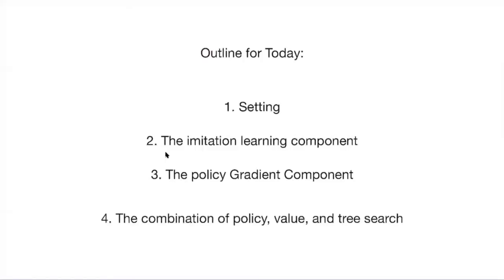So the outline for today is, let's talk about the setting. This is slightly different from the Markov decision process that we talked about, because this game has 2 players. So far we only looked at the Markov decision process where we only have 1 player. Then we will see how they warm start everything using imitation learning, and how they keep improving the policy using policy gradient. And the last step is that you combine this policy, a value function estimation, and a search tree algorithm together.